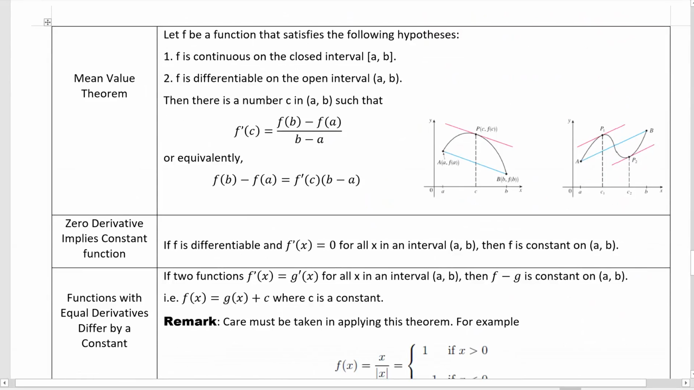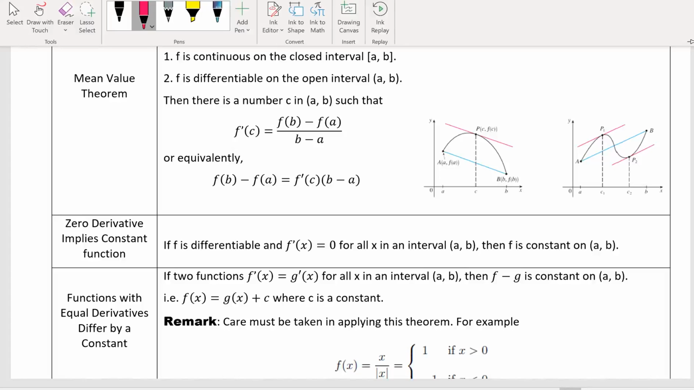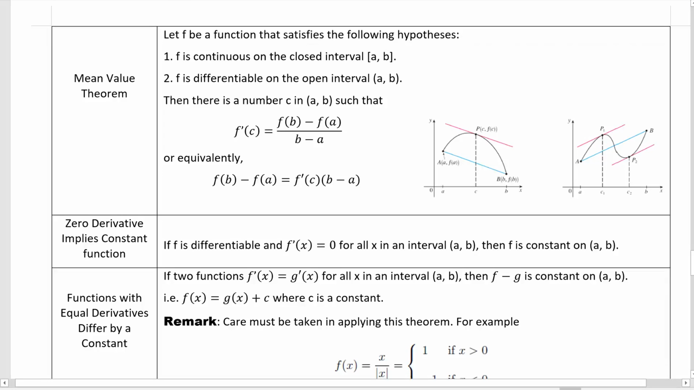Next, let's talk about the mean value theorem. I mentioned before that Rolle's theorem is just a special case of the mean value theorem. So let's look at the mean value theorem.